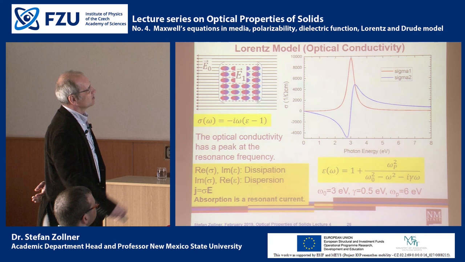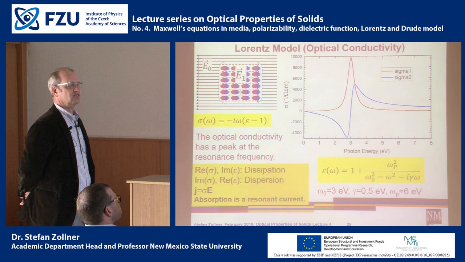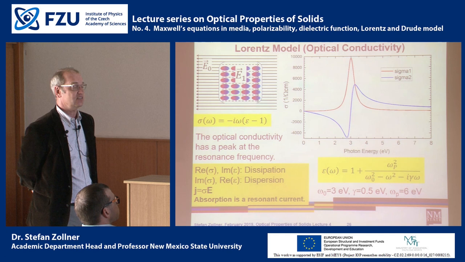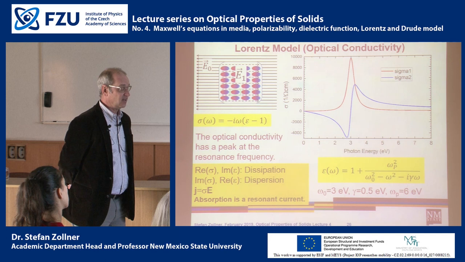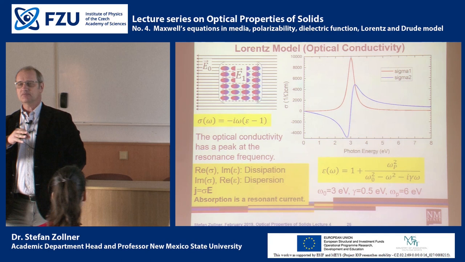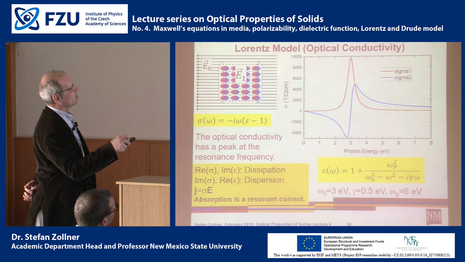But now, in the dielectric function, we get a peak for the imaginary part. So the peak in the imaginary part of the dielectric function tells us about absorption processes. Here, absorption processes are shown as a peak in the real part of the optical conductivity. So the real part of the optical conductivity tells us about the resonance frequency, and then the imaginary part gives us a wiggle, but now it's flipped by 180 degrees. And the optical conductivity is defined as epsilon minus 1 times minus i omega.